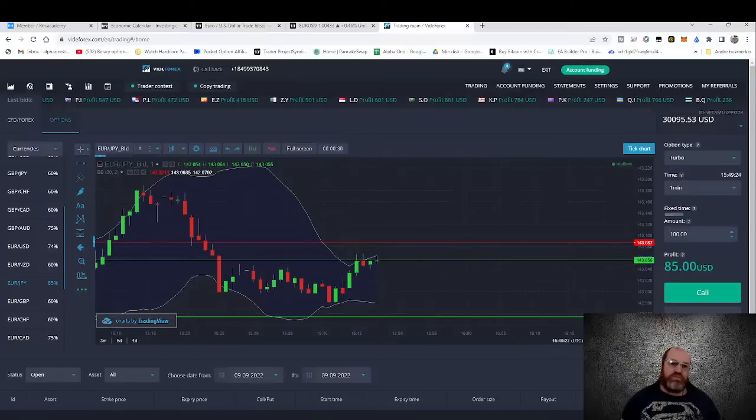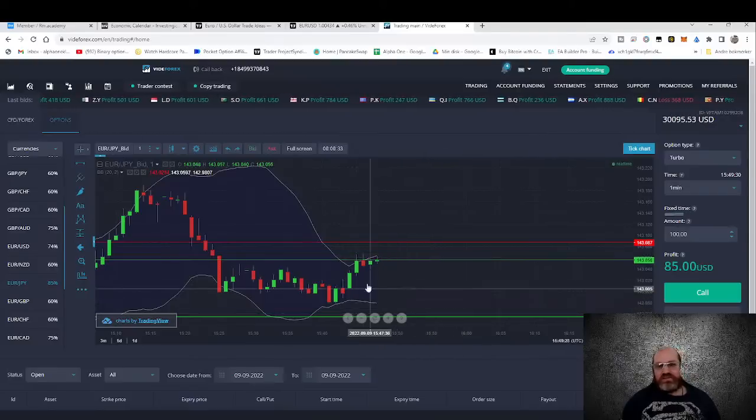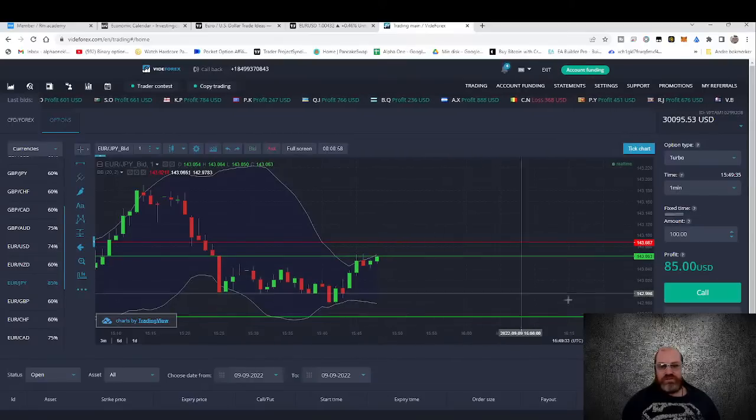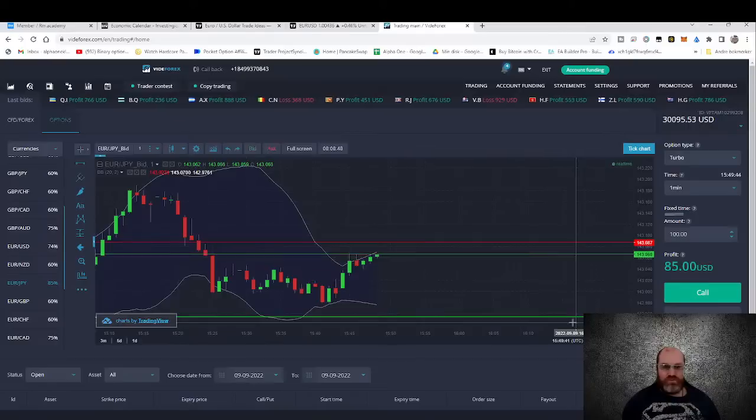Does this strategy win all the time? No, it does not. But the win rate is at least 70%. I think I actually lost the last 2 trades I did with this, but I had before that won 6 in a row. So that's just how it is. Sometimes you can get some losses in a row.